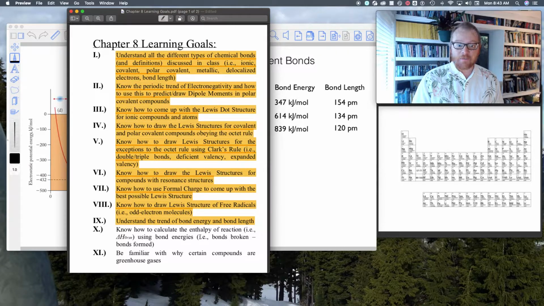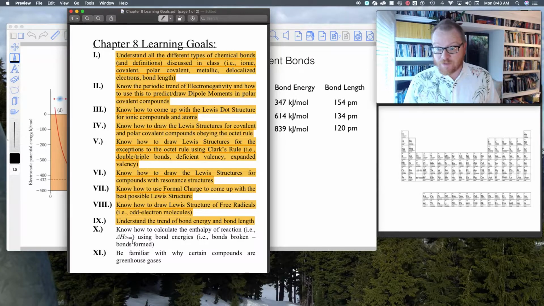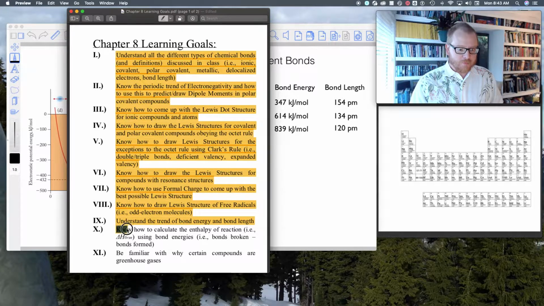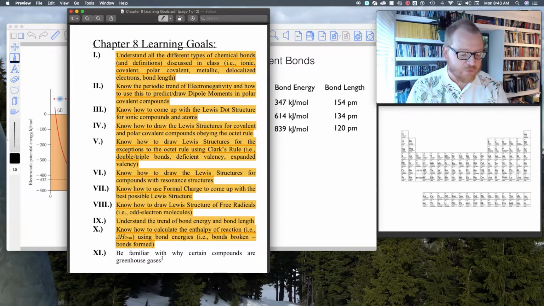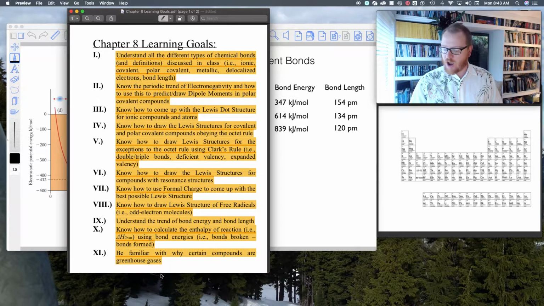So know how to calculate enthalpy of a reaction. This is going to be a new way of calculating things using delta H, but it's very similar to what we've done before. And then last, just conceptual, for your own information, be familiar with why certain compounds are greenhouse gases. As it turns out, it has to do with the type of chemical bonds they have. We'll talk about that as well, and then we'll finish off this chapter 8.